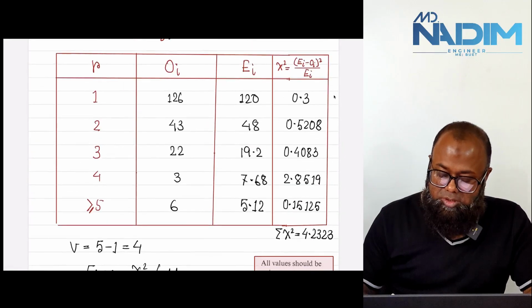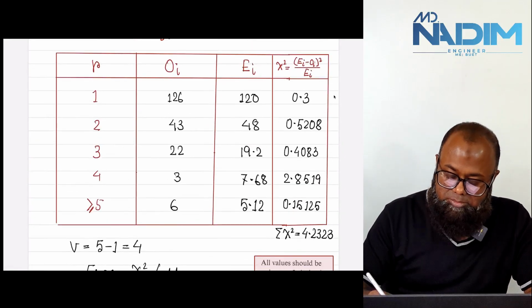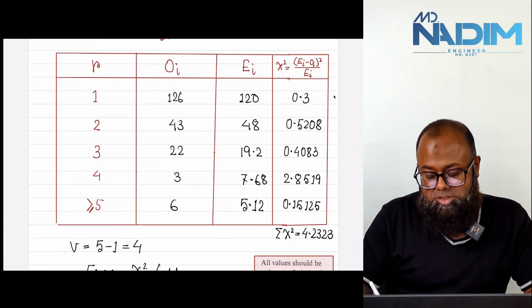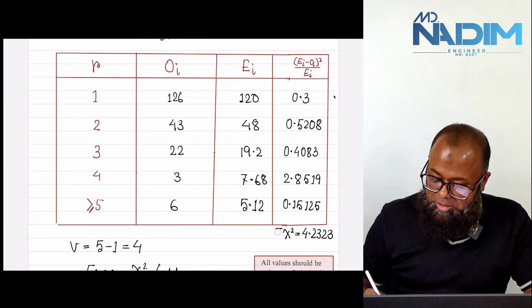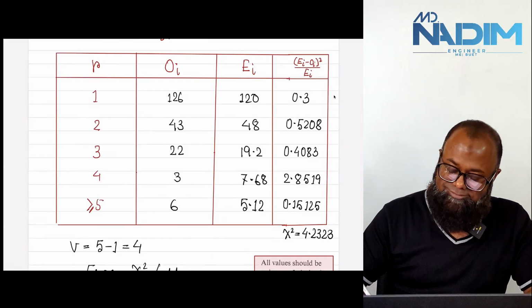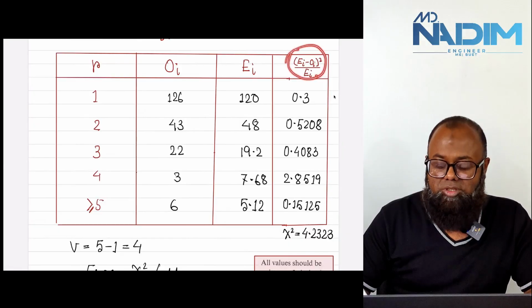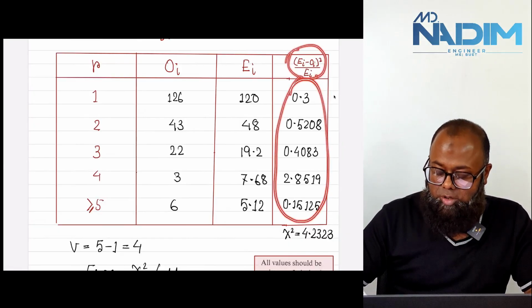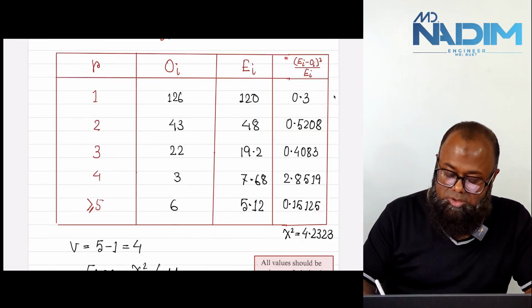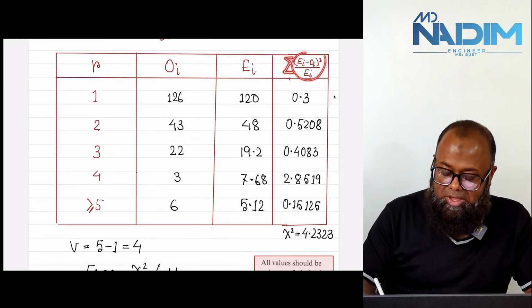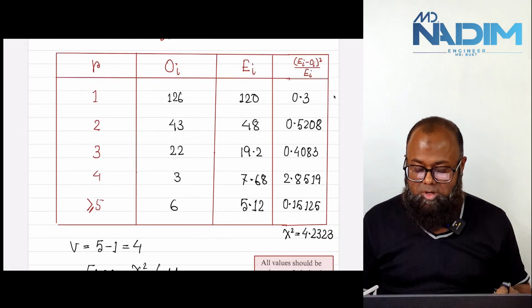Just a minute, everyone. I think I have made some mistake in the notations here. This is not the value of chi-square. Chi-square would be the value if we add all of them. Actually, chi-square is equal to the sum of these values. So it is better if you write like this.